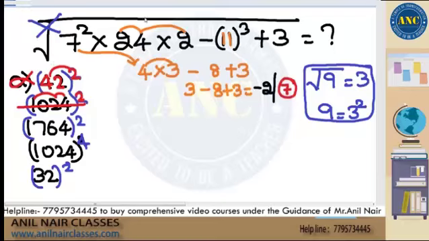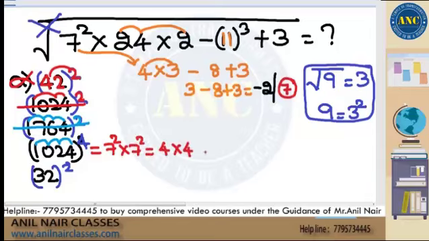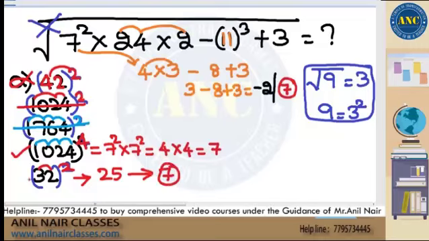Ruled out. Third option, 1764: 1 plus 7, 8, 8 plus 6, 14, 14 plus 4, 18, which is 9. 9 square is 81. Ruled out. Next, 1024: 1 plus 0, 1, 1 plus 2, 3, 3 plus 4 is 7. 7 power 4 is 7 square into 7 square. 7 square is 49, it is 4. 4 into 4, 16. 16 digital sum is 7. This may be the correct answer. Last option, 3 plus 2, 5. 5 square is 25. 25 digital sum is also 7. This also may be the correct answer.